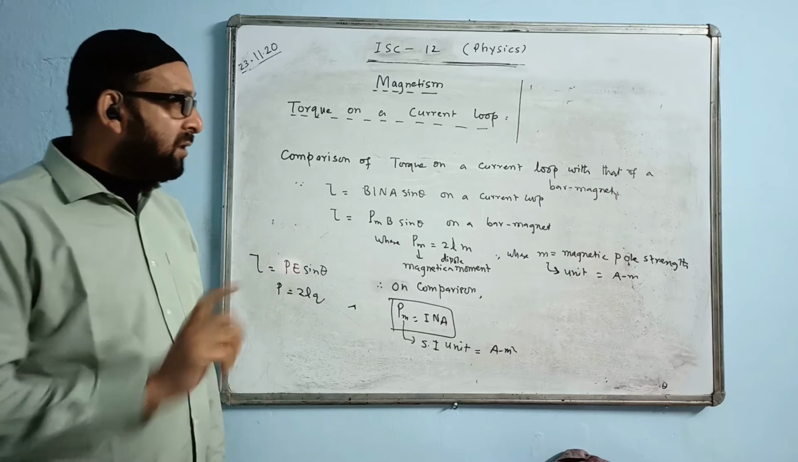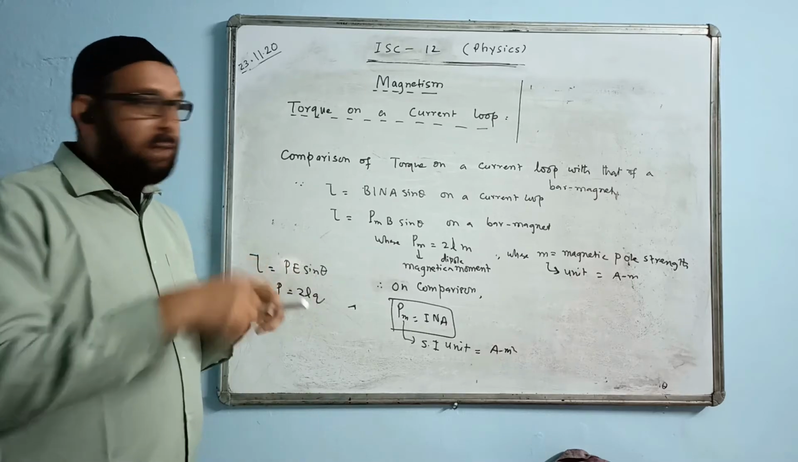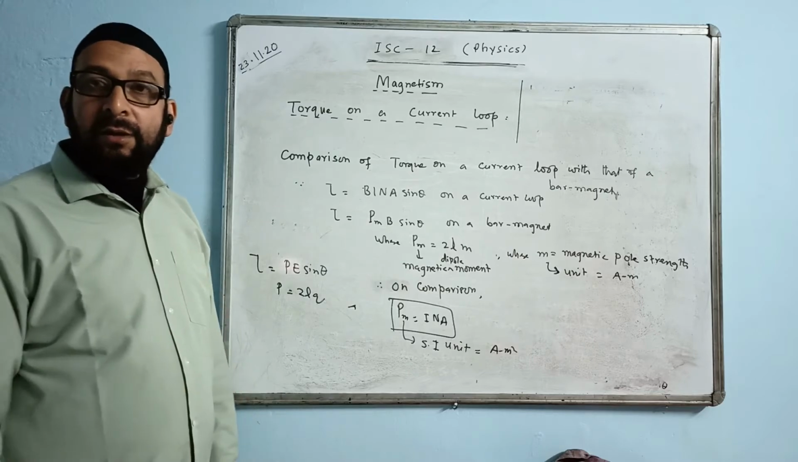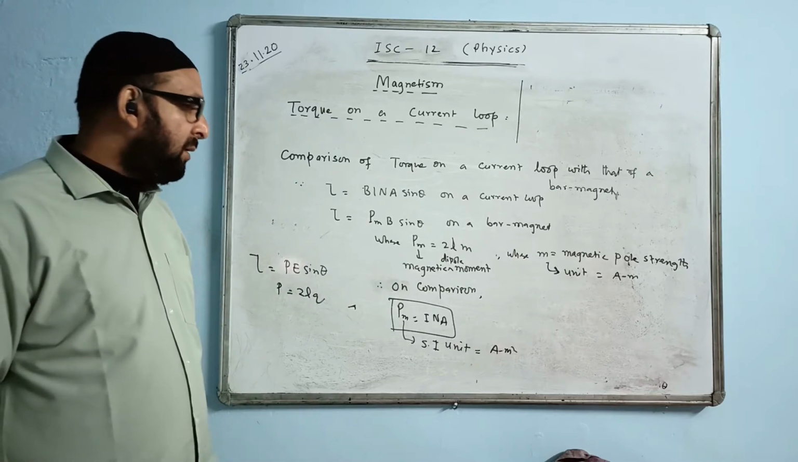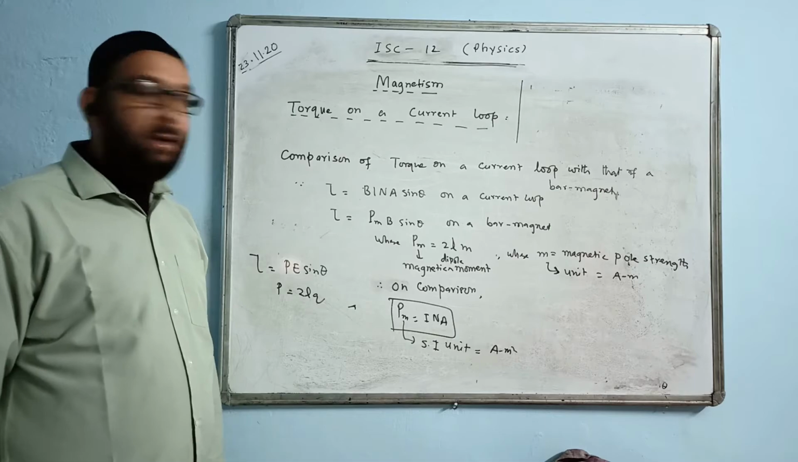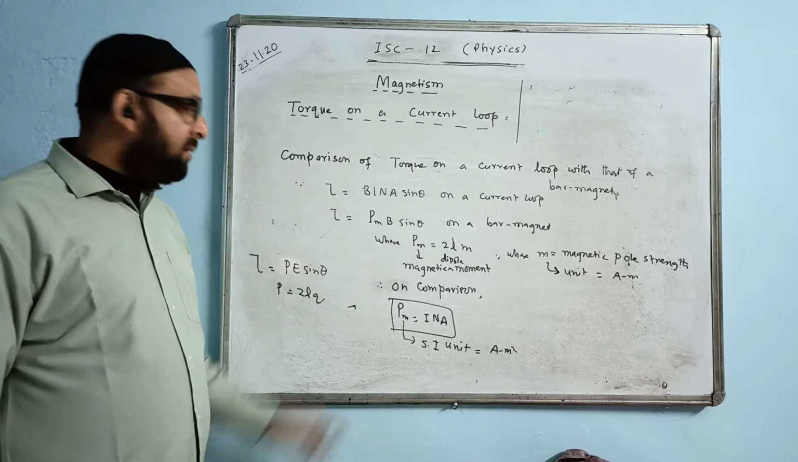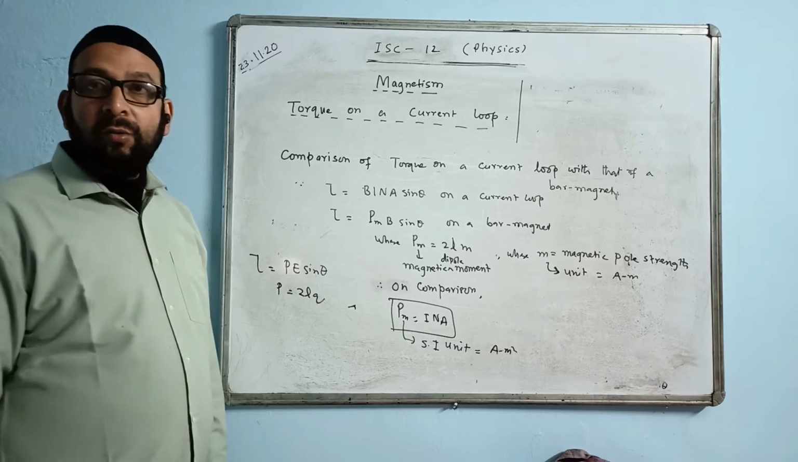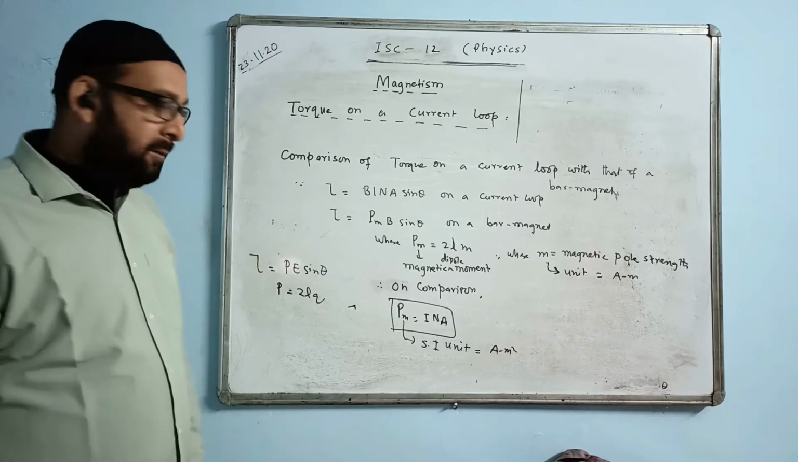So this looks quite strange. Bar magnet is there, but we are having the SI unit ampere meter, in terms of current we measure. Ampere meter, and here it is coming ampere meter square. This is how we compare, and this becomes the formula: PM equal to INA, whereas torque is equal to BINA.